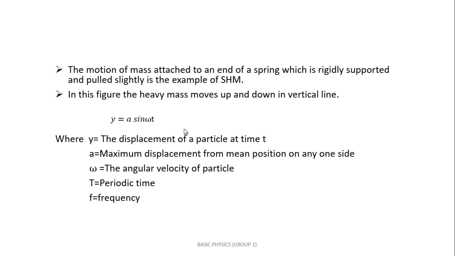Now we put the value of omega is equal to 2 pi upon T in equation, and now equation becomes y equals a sin 2 pi upon T into t. Now we put the value of periodic time in terms of frequency, T is equal to 1 upon f. So now equation becomes y is equal to a sin 2 pi f into t. This is the basic of simple harmonic motion.